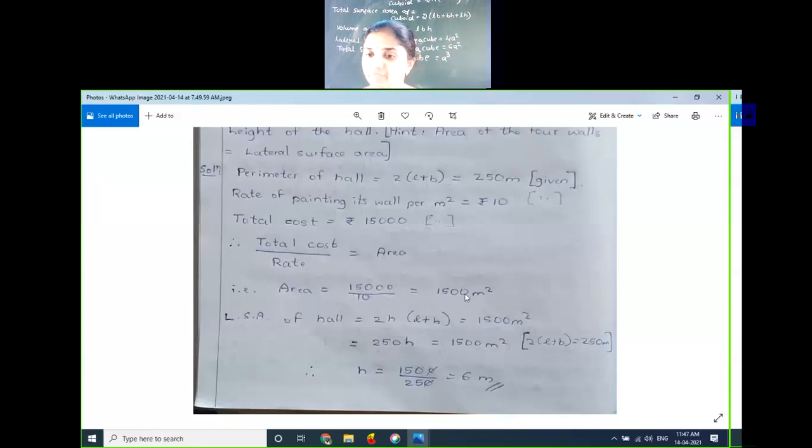So we paid 15,000 amount. Then we have to find the height of the hall. The lateral surface area of the hall is equal to the area of the 4 walls, that is 2h into (L plus B) is equal to 1,500 meter square. So 2 into (L plus B) we got as 250. Then h as it is is equal to 1,500 meter square. Then h is equal to 6 meter. Got the idea of this problem, students?